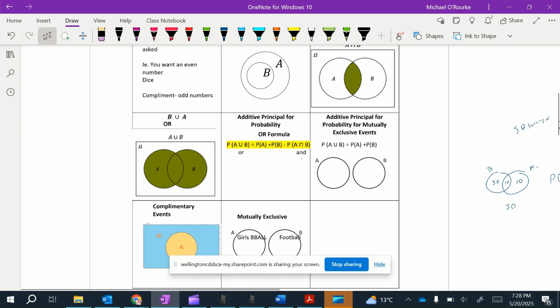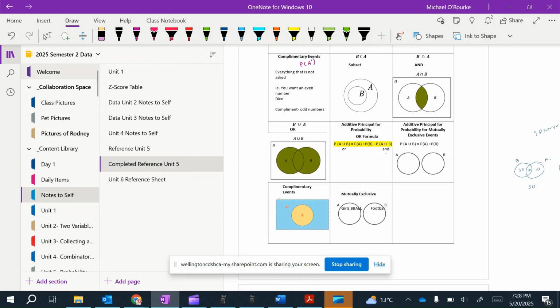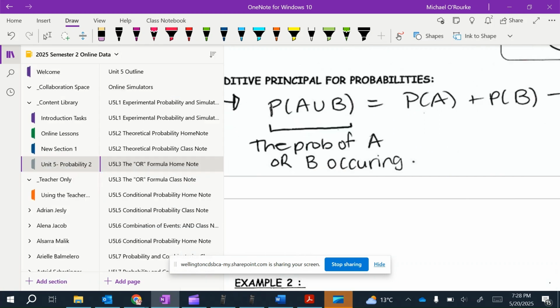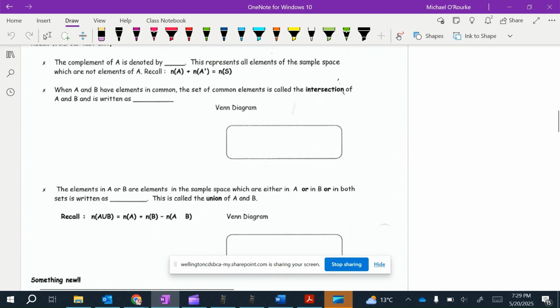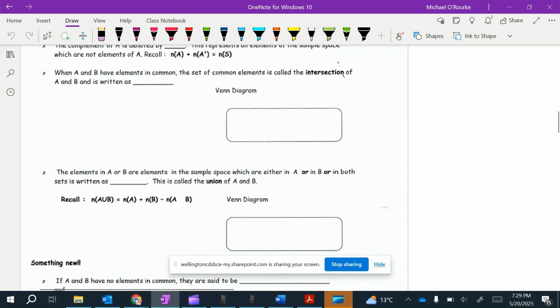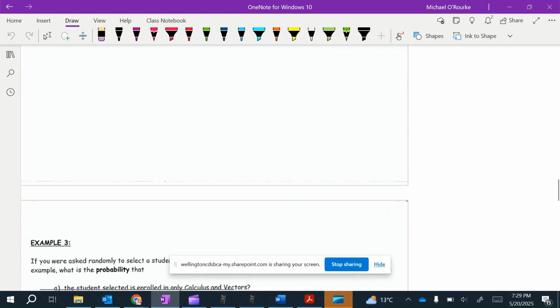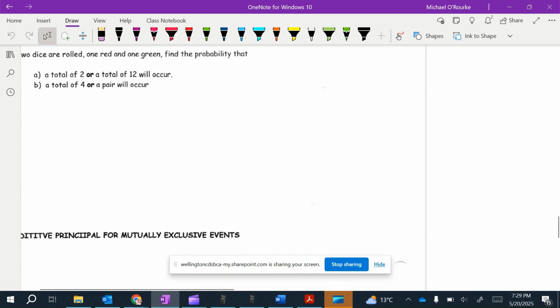All right. So let's play with this a little bit. So back to the notes. We're using the OR formula here. Let's take a look at this.